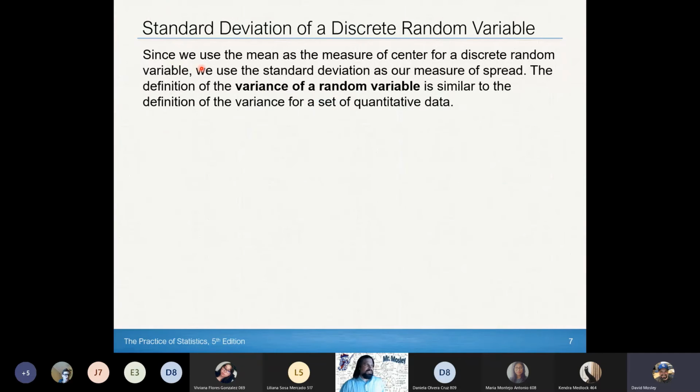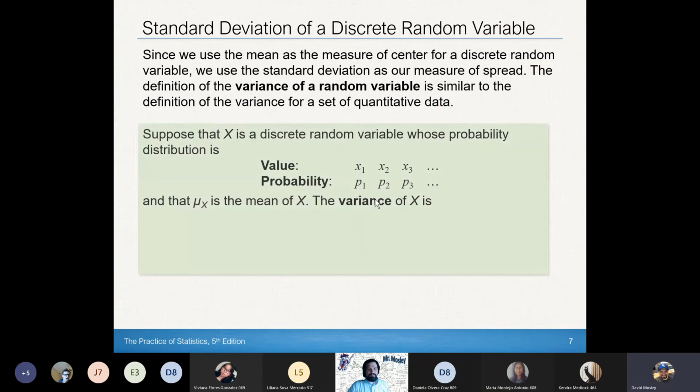So since we use the mean as the measure of center for a discrete random variable, we use standard deviation as our measure of spread. Right? The definition of the variance of a random variable is similar to the definition of the variance of a set of quantitative data. If you remember how we calculate the variance in quantitative data, it's the squared difference from the mean of all the observations. We add all those together, right? In this case, suppose that x is a discrete random variable whose probability distribution is given with the table of values and probabilities, and that the mu of x is the mean of x.